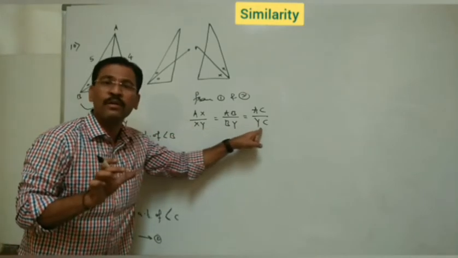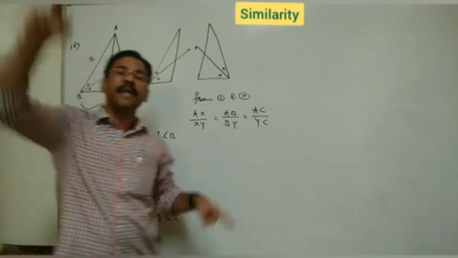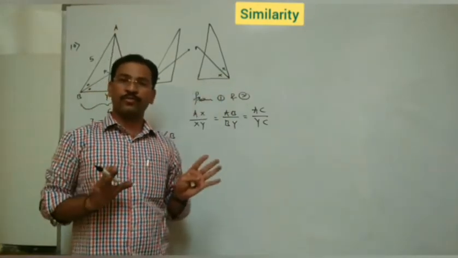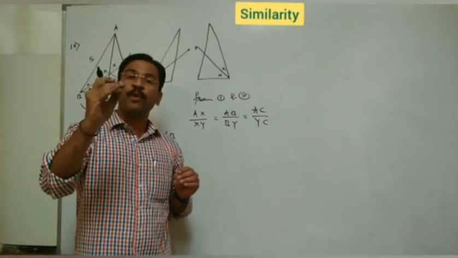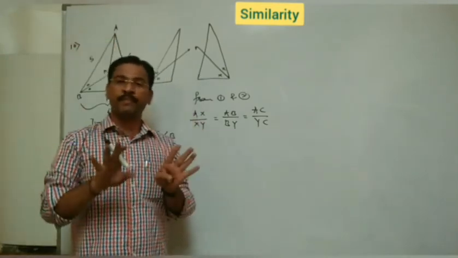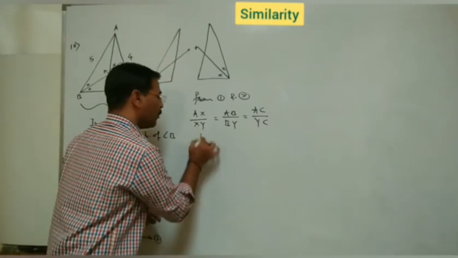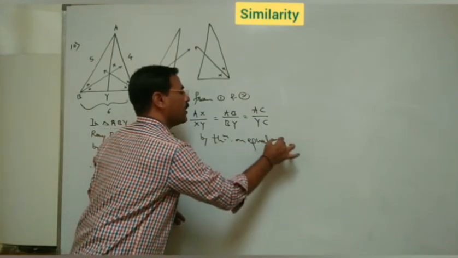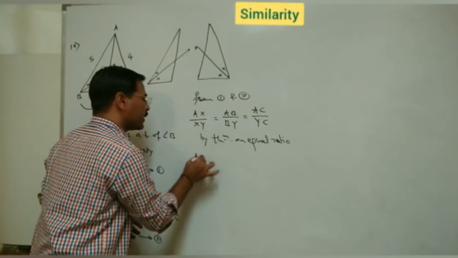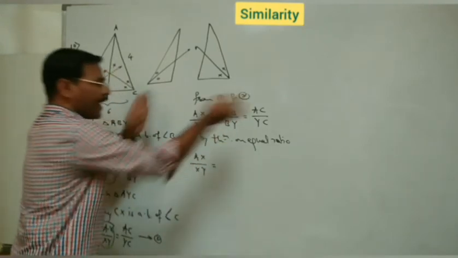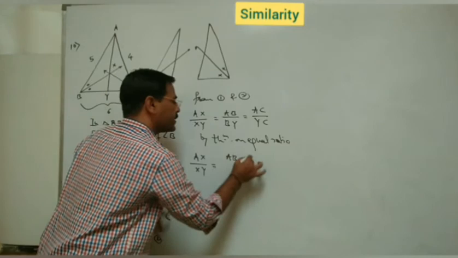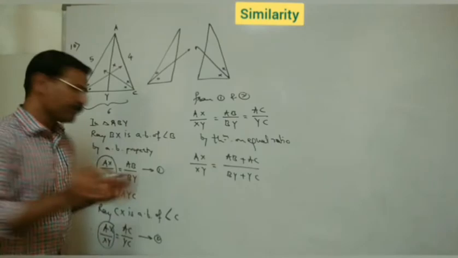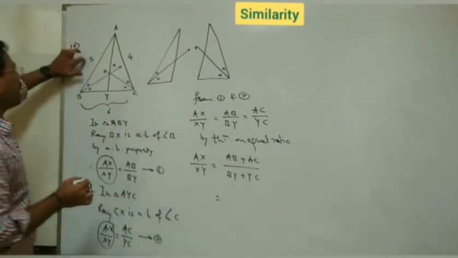Full BC means what? Yes, try to use the 9th standard property, the theorem on equal ratios. Remember friends, always try to apply previously studied properties wherever we need them. So by the theorem on equal ratios, keeping this one as it is, I write AB plus AC upon BY plus YC. Understand? Now, what is AB plus AC? AB is 5.